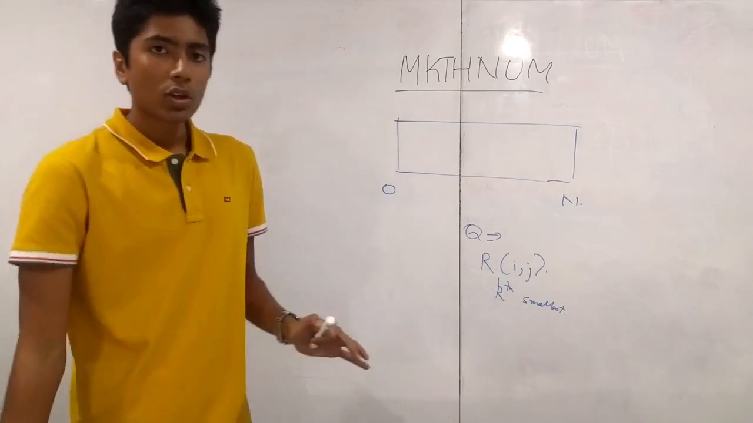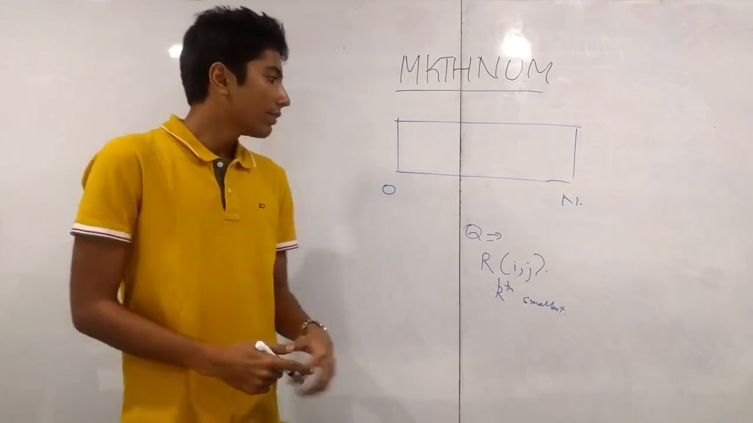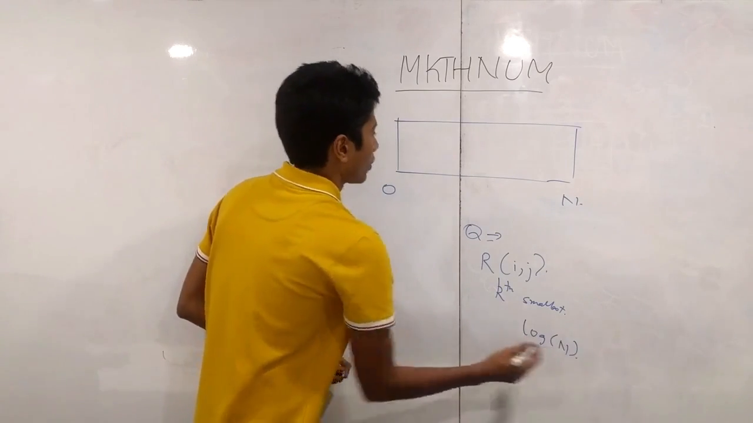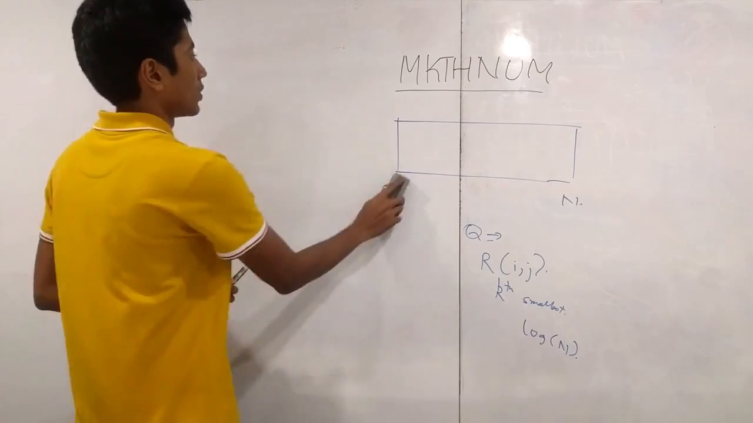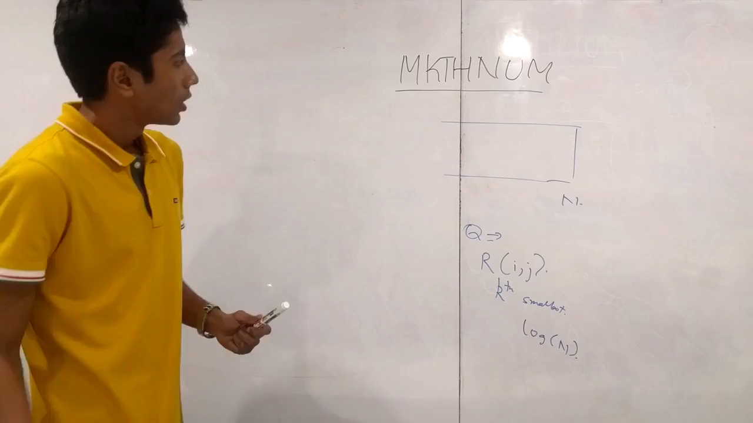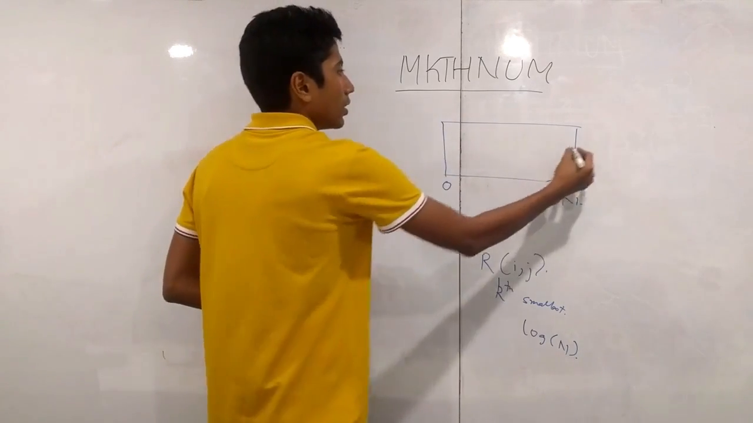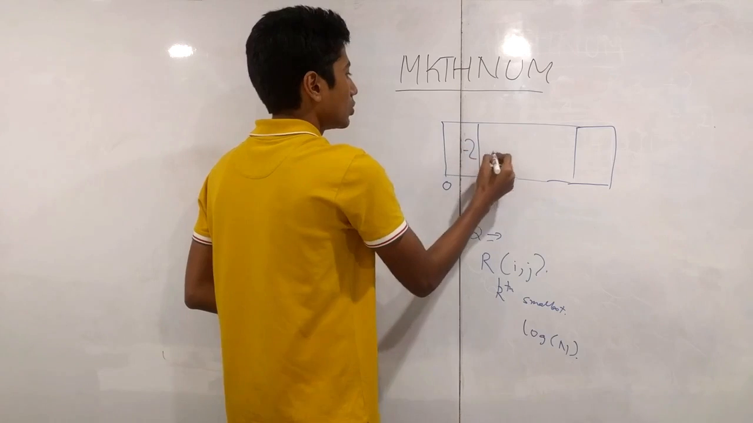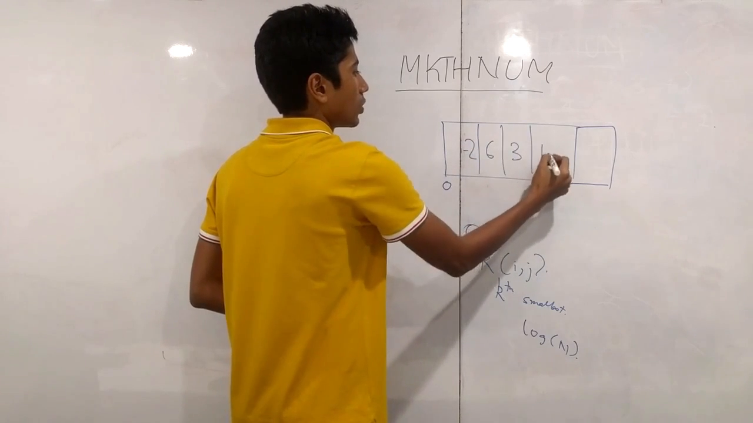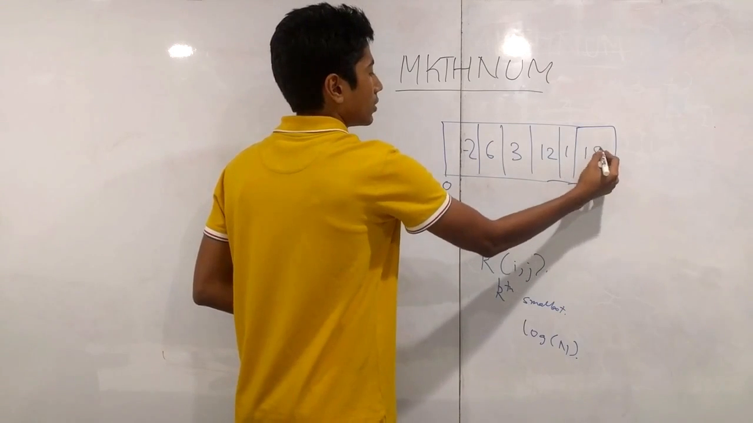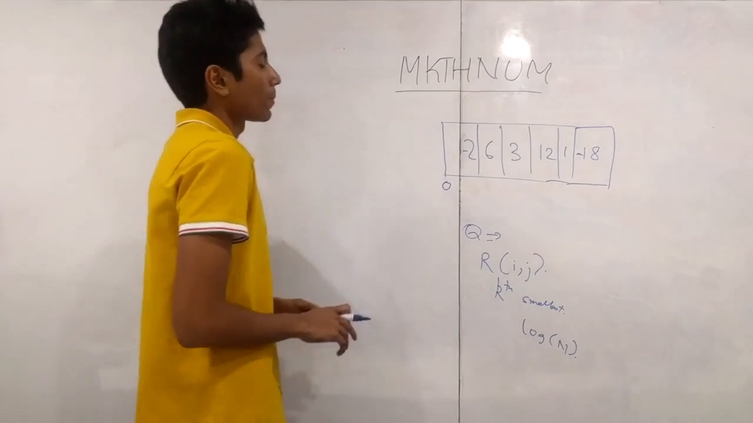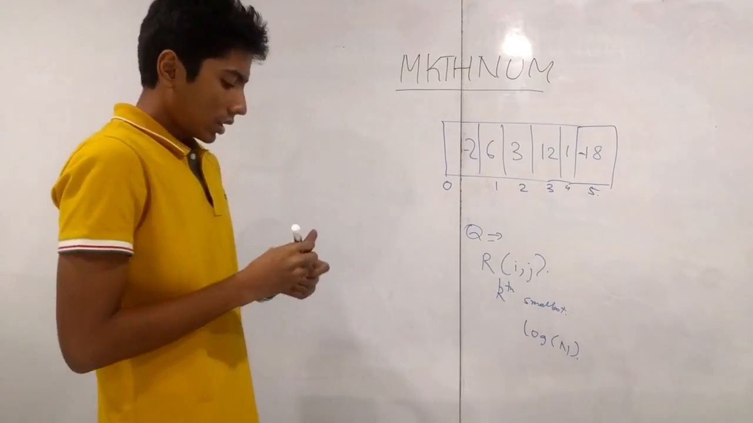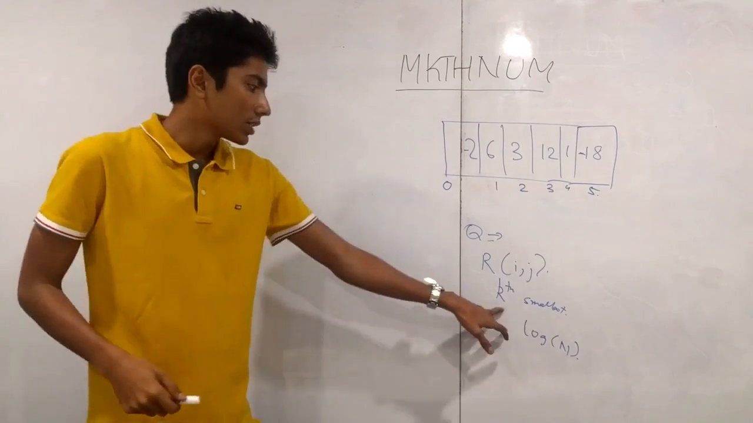Now, the first thing we notice is that if we have a segment tree, then we can answer a single query of this in just logN time. I'll just get some space here to prove that. Let's say we have this array of -2, 6, 3, 12, 1, 18, or -18. So these are the indexes of the elements. Now, if we have a segment tree, I just said that we can answer this query in logN time. How?